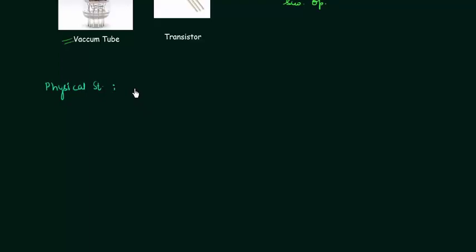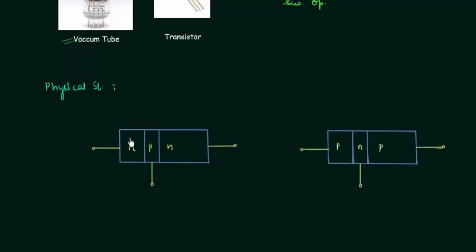We have 2 types of BJT. The first type is known as NPN transistor, and the second type is known as PNP transistor. In case of NPN transistor, P-type semiconductor material is sandwiched between 2 N-type semiconductor materials. In case of PNP transistor, N-type semiconductor material is sandwiched between 2 P-type semiconductor materials.